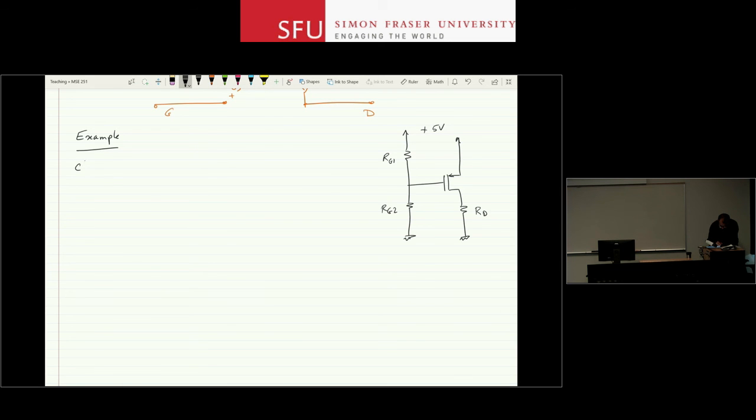So the question asks, choose resistors such that the transistor is in active region. This is a device that we will probably use as an amplifier later on. We just want to make sure that it is in an active region of operation. The threshold voltage for the device is -1 volt.